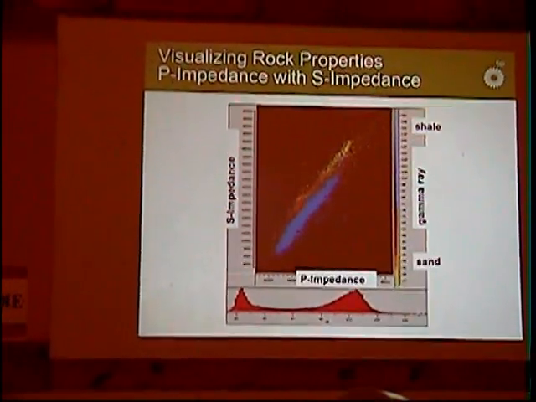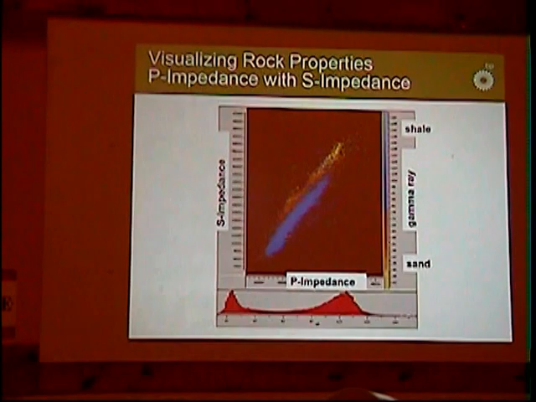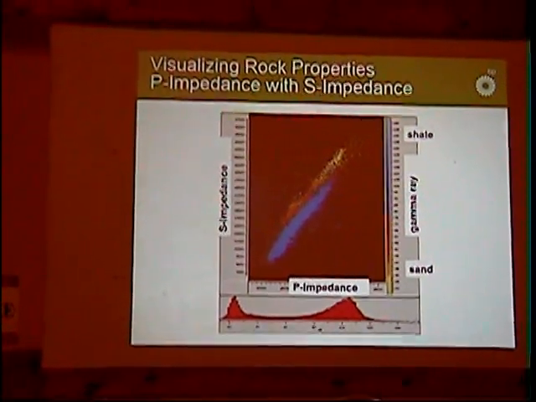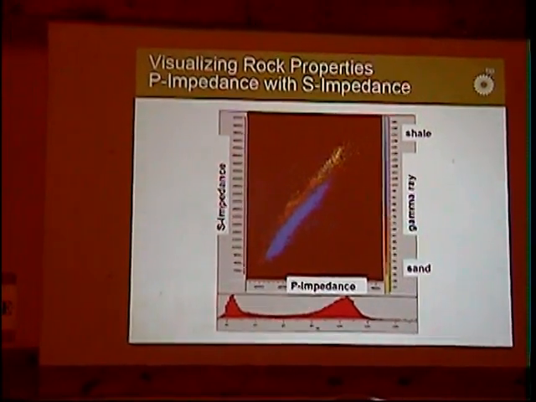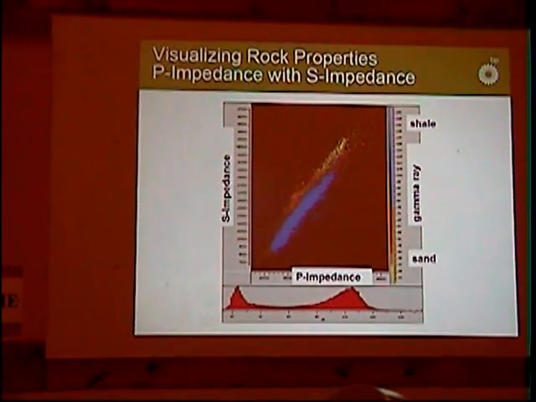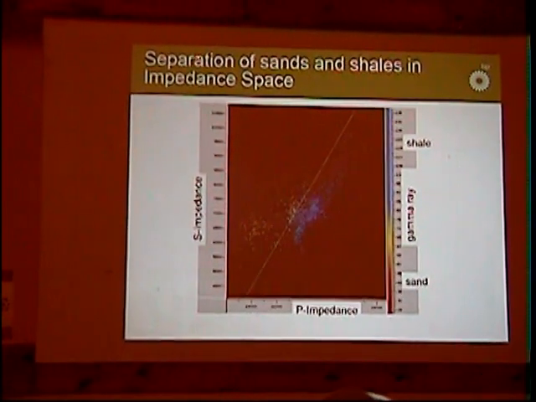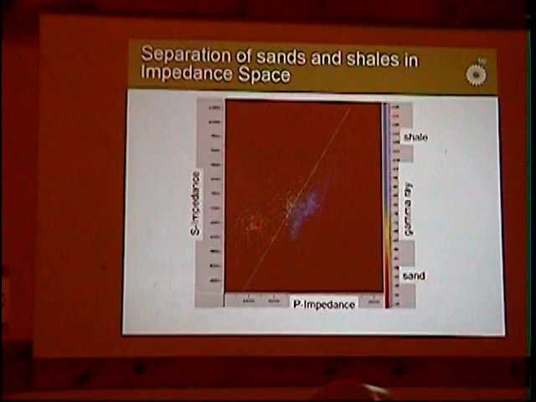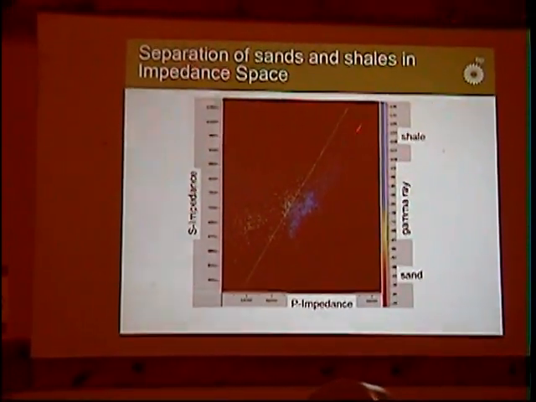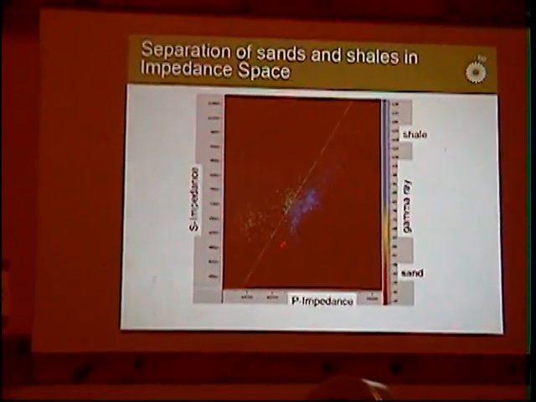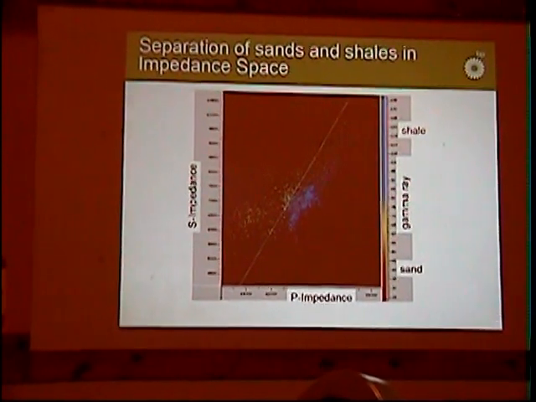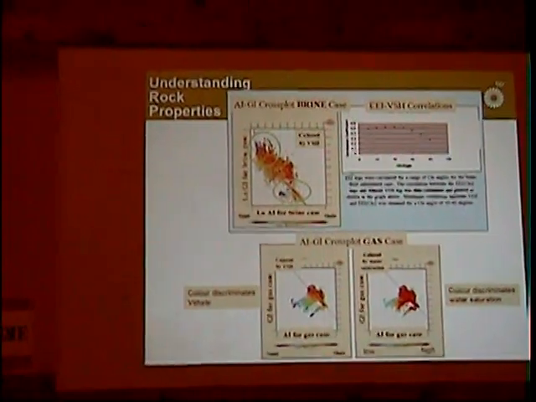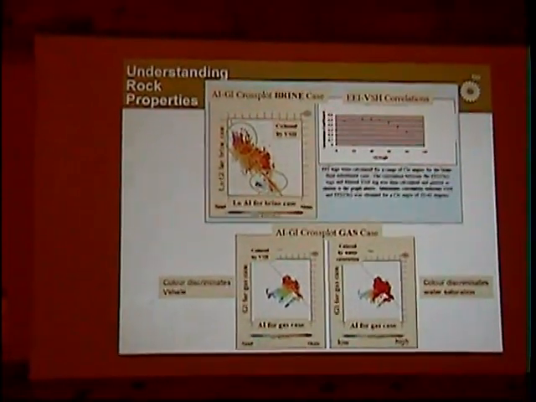I could produce an optimum log that is telling me sands are different to shales, and I can do the same thing with my seismic data. This is just another example showing, again, in impedance space, P impedance, S impedance. You're seeing your shales in the blues here, and higher gamma ray numbers, and the sands, clear separation between them. Okay, so just going a little bit further here.